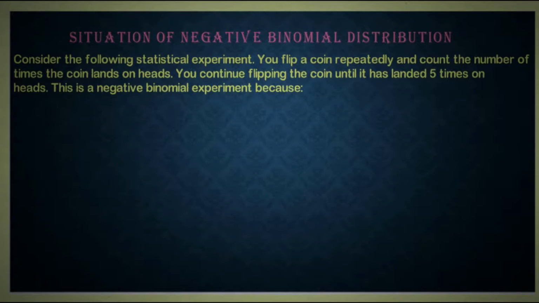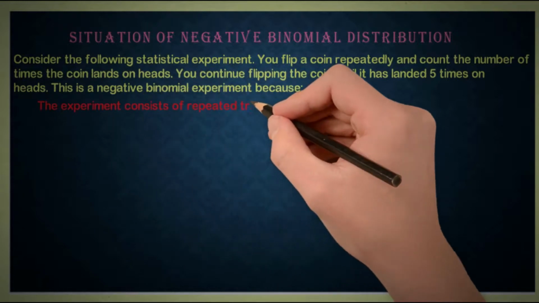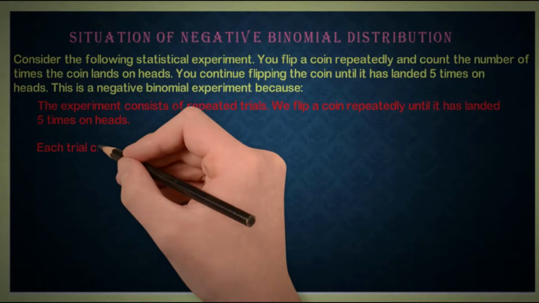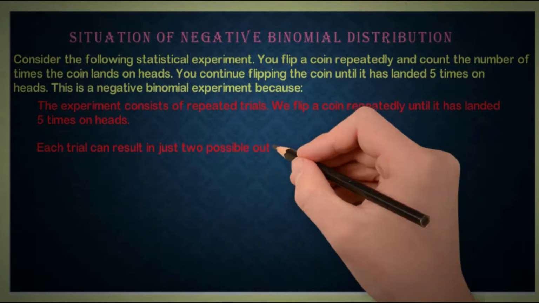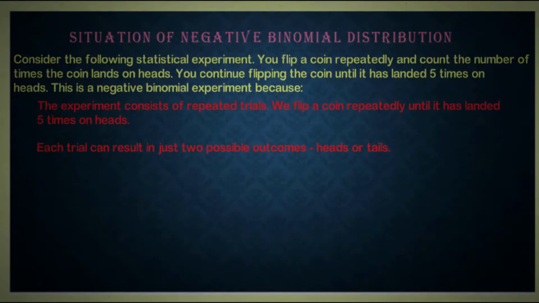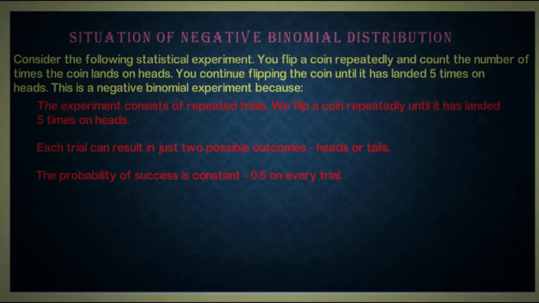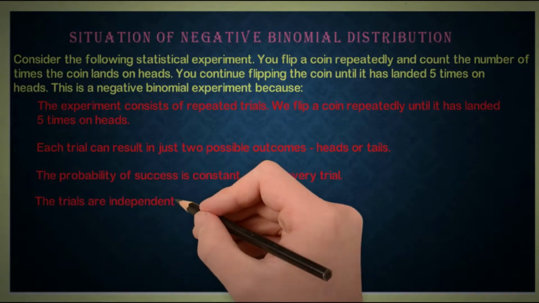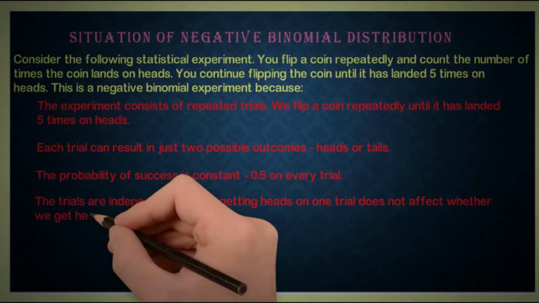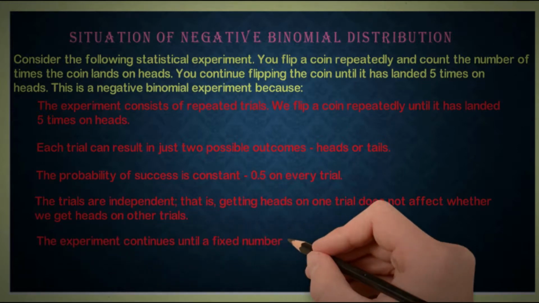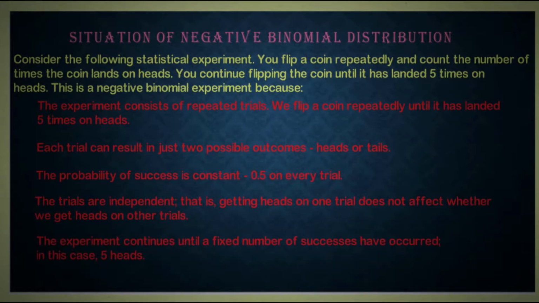How do we recognize and identify the negative binomial experiment? Consider the following statistical experiment. You flip a coin repeatedly and you count the number of times the coin lands on heads. Then you continue flipping the coin until it has landed 5 times on heads. This is a negative binomial experiment because the experiment consists of repeated trials. We flip a coin repeatedly until it has landed 5 times on heads.